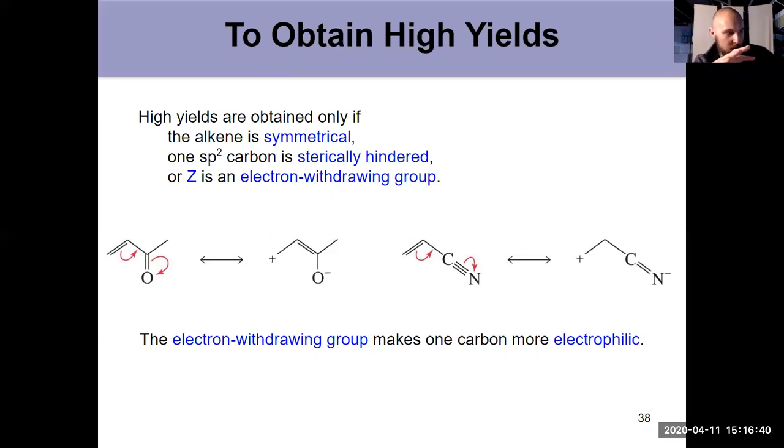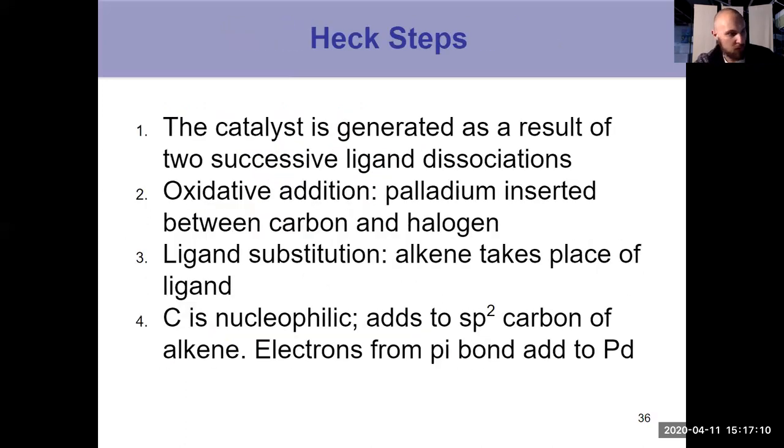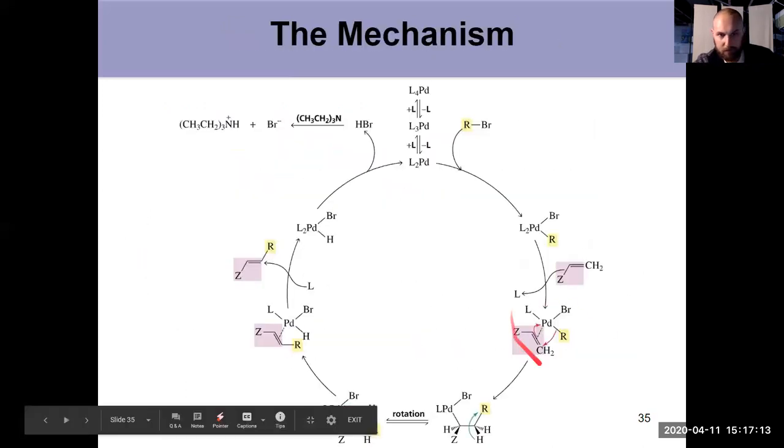We're usually not using internal alkenes because they have too much steric hindrance, and they're less reactive overall. But if we have a terminal alkene and one of these carbons is sterically hindered, it helps in that nucleophilic addition, getting the high yield of the correct product. Lastly, if we put an electron withdrawing group near our alkene, that makes it a better electrophile and helps again with the nucleophilic step, which is what's shown. One more slide going on right down here.